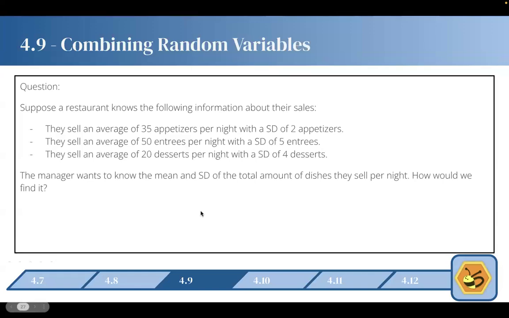So what we should get is exactly what Langland said. 100. Sorry, not exactly what he said, but close to it, right? At least the standard deviation was right. The 35. Remember that we have to add the 35 to the 50 and the 20, right? So that's where we're gonna get the 105.